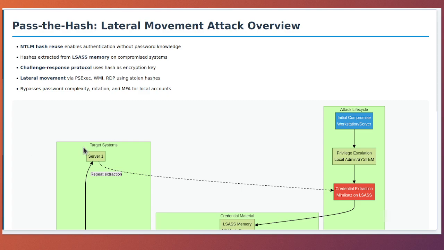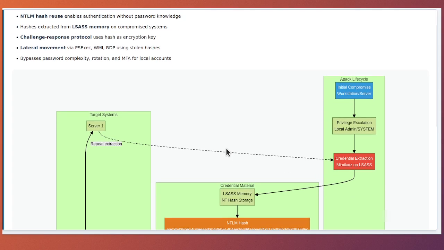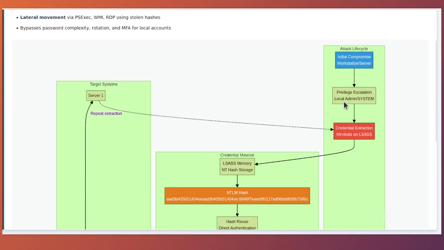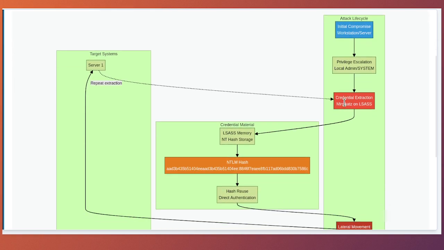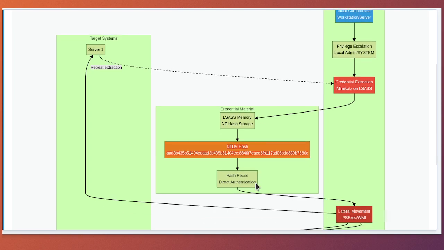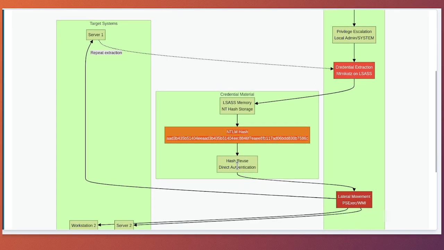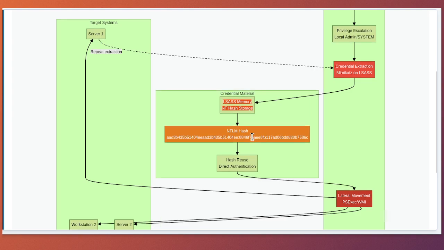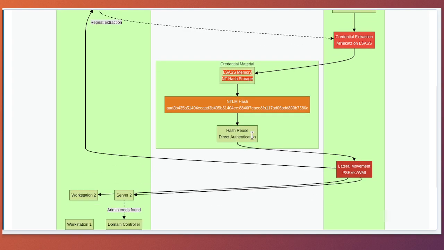The fundamental vulnerability stems from how Windows implements NTLM authentication. When a user logs into a Windows system, the operating system computes a one-way cryptographic hash of their password using either the LM or NTLM algorithm, with modern systems using NTLM v2. This hash is then stored in the local security authority subsystem service memory space, commonly abbreviated as LSASS.